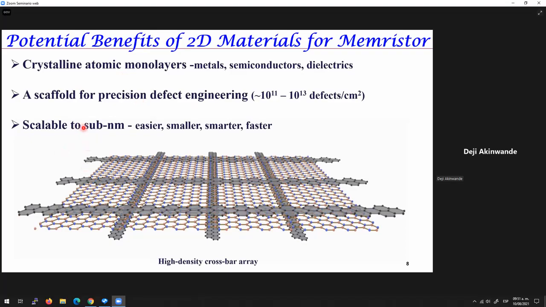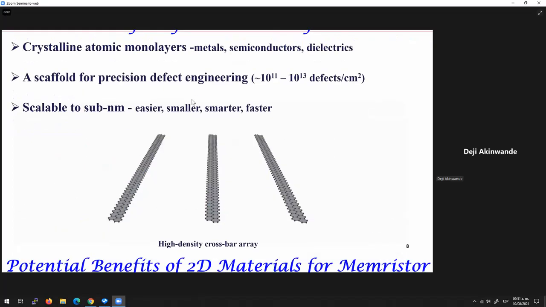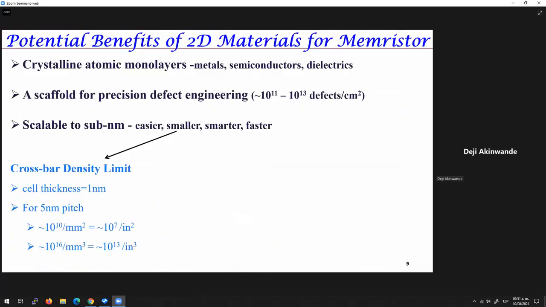So this scalability leads to certain performance advantages, which include very high densities that can satisfy both computing and storage applications. It's smarter, which means it consumes much less energy, approaching the thermodynamic limit. I'll show an example of that towards the end. And it can be much faster in terms of switching time because the length scales are at the very ultimate limit of material thickness.